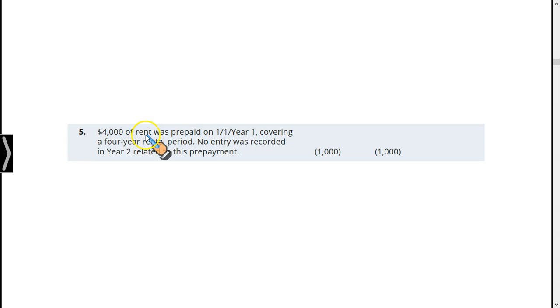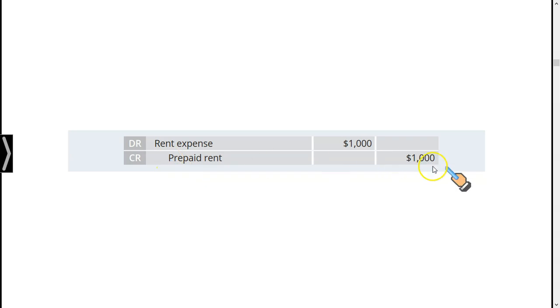$4,000 of rent was prepaid on 1st of January year 1, covering a 4-year rental period. No entry was recorded in year 2 related to this prepayment. Since it's a prepayment, the amount should move. No rent cash was paid this year, but $1,000 rent expense must be recorded. So we would move $1,000 from prepaid rent, a reduction in the current asset, and charge it as a rent expense, and this would reduce your income. This is the charge against income, negative, and a reduction from prepaid expense. So debit rent expense, credit prepaid rent.